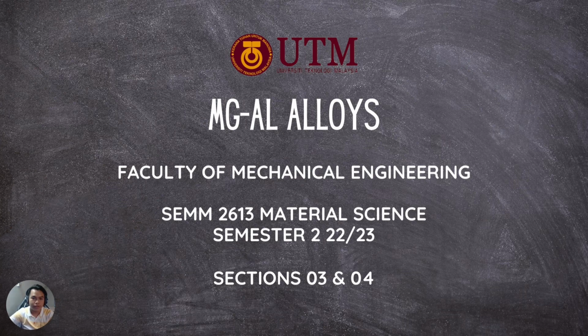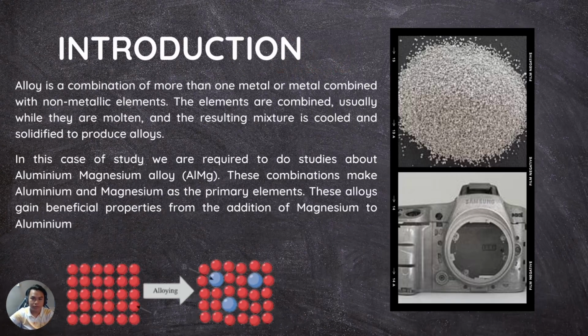I am from Group 5 and today I will be discussing aluminium magnesium alloys. An alloy is a combination of more than one metal, or a metal combined with non-metallic elements. The elements are usually combined while they are in a molten state, and the resulting mixture is cooled and solidified to produce alloys. In this case study, we are required to study aluminum magnesium alloy.